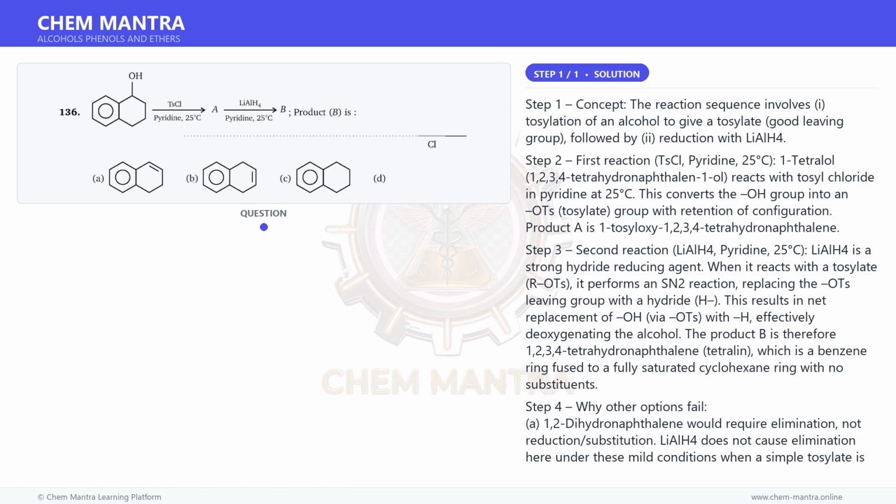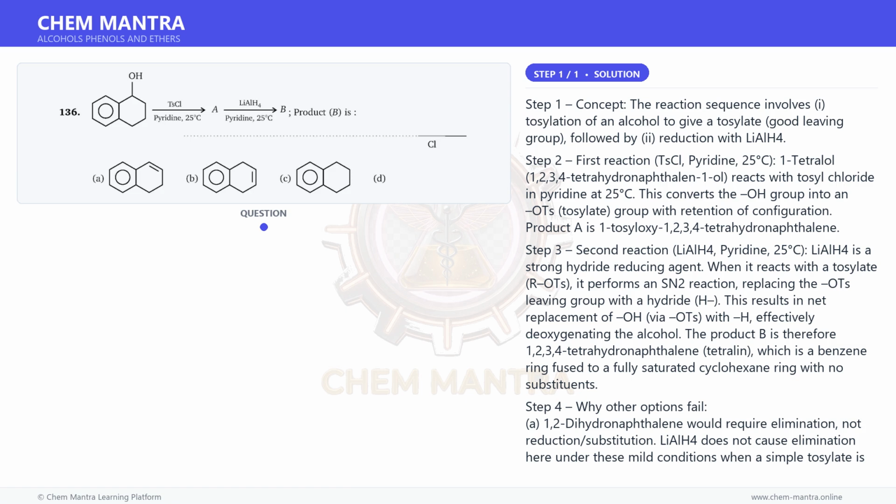Step 4, why other options fail? A. 1,2-dihydronaphthalene would require elimination, not reduction substitution. LiAlH4 does not cause elimination here under these mild conditions when a simple tosylate is present. B. The structure shown appears to imply some substituent or unsaturation inconsistent with simple deoxygenation.